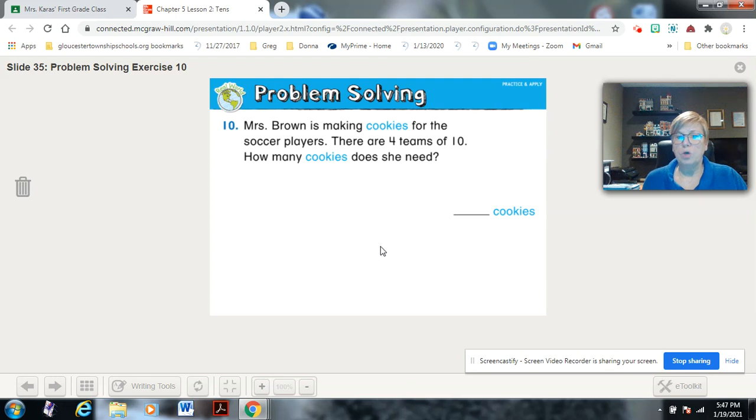Okay, now, number 10. Mrs. Brown is making cookies for the soccer players. There are 4 teams of 10. How many cookies does she need? I want you to remember how I solved with you number 9. This time there are 4 teams, and in each team there are 10. Think about how you could solve that. Pause and come back and check your answer. 40, that's right. All you needed to draw was the 4 groups of 10 with just like a rod. Just draw 4 lines and count by 10.